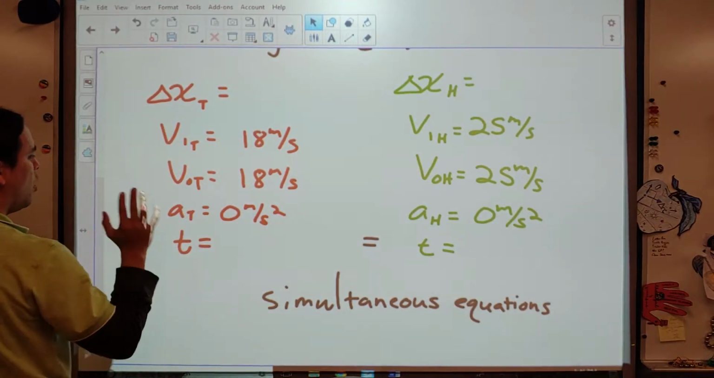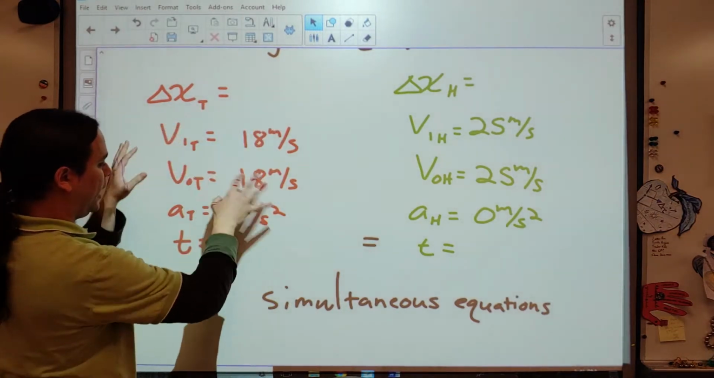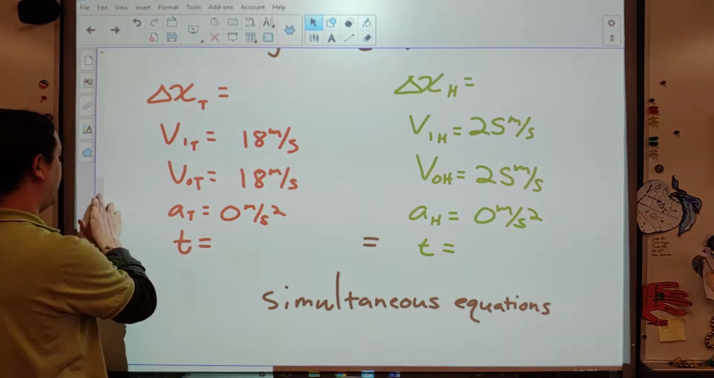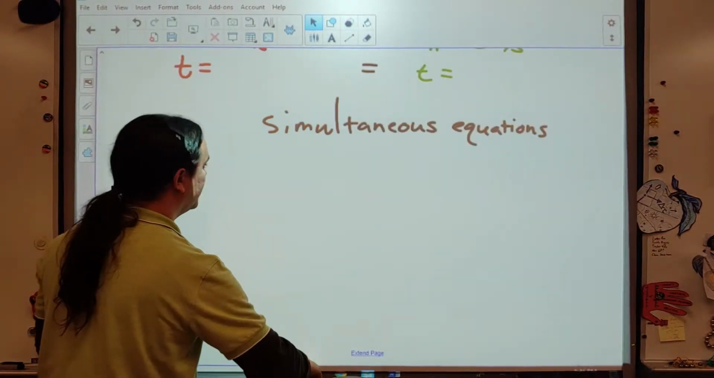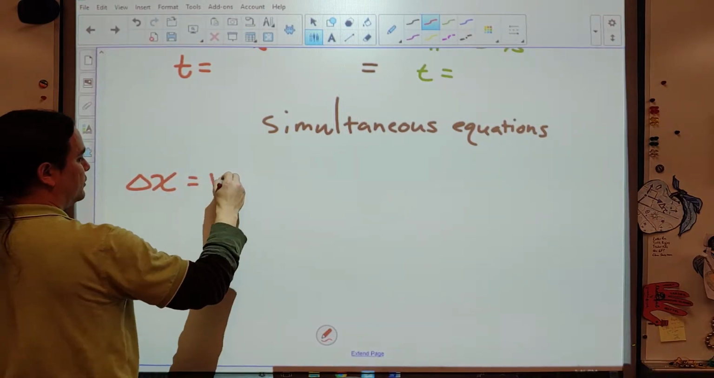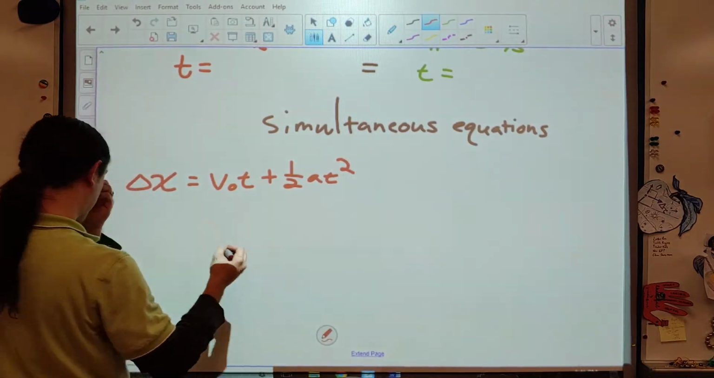We need to set up one equation. Let's ignore our final velocity because we're going to need at least some of this, but we need the time and the displacement because those are going to be the things that limit what we've got. So here's what I'm going to do. I'm going to use the common equation that we use, which is delta x equals v naught times time plus 1/2 at squared. Okay, I'm going to fill these in.